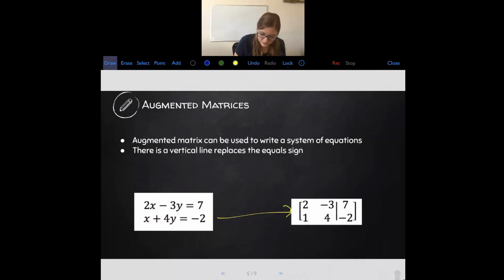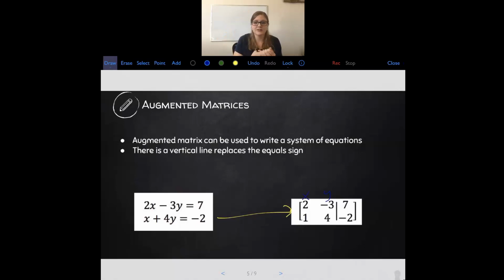Okay, so each row is an equation, and our columns to the left of the vertical line represent our variables. So in this case, x and y, we have the vertical line, which replaces the equal sign in the system, and then we have 7 and negative 2.